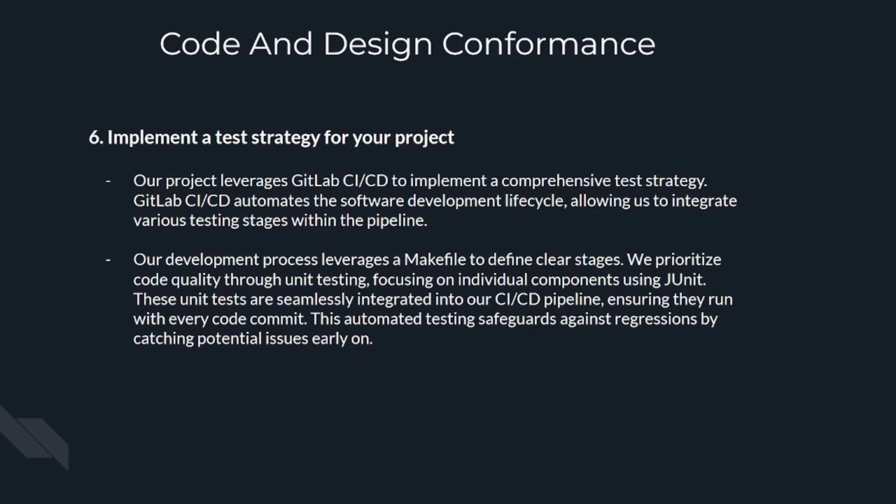These unit tests are seamlessly integrated into CI/CD pipelines, ensuring they run with every code commit. This automated test safeguards against regression by catching issues early on.